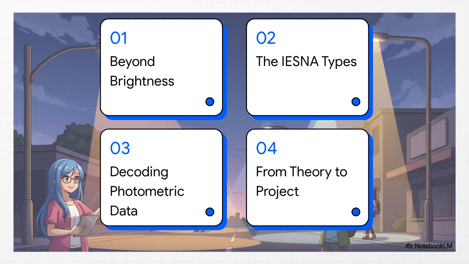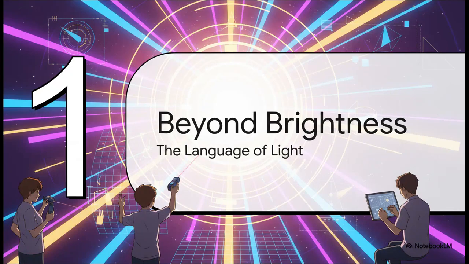So, here's our game plan. We're going to start with the basics, moving beyond just brightness. Then we'll dive deep into the IESNA distribution types, the real stars of the show. After that, I'll show you how to read the data that actually defines these light shapes. And finally, we'll bring it all home and see how you can take this theory and apply it to a real-world project. Okay, let's jump right in.